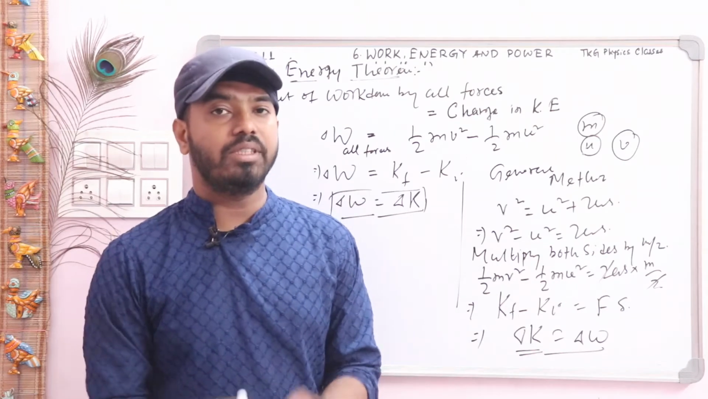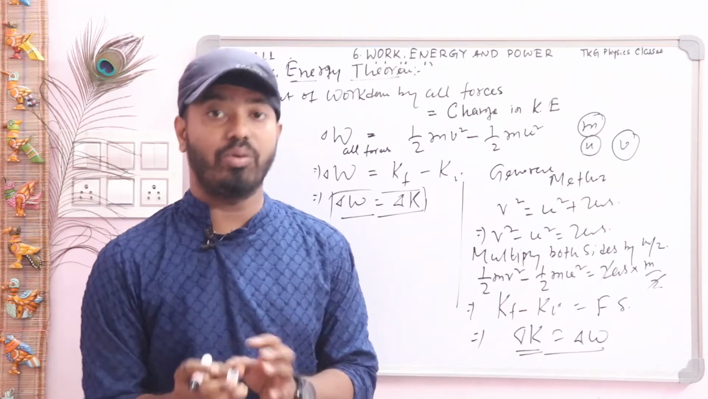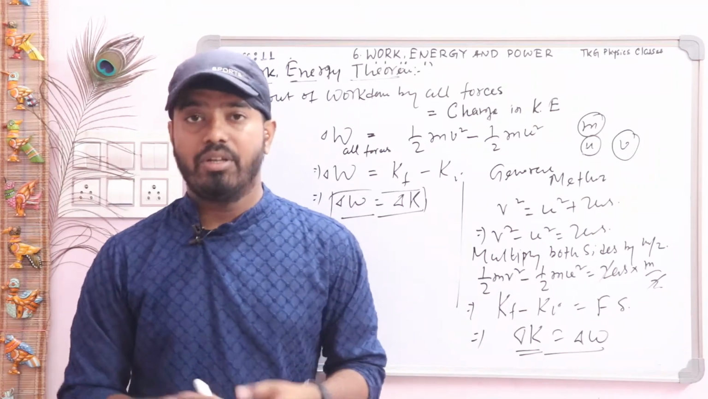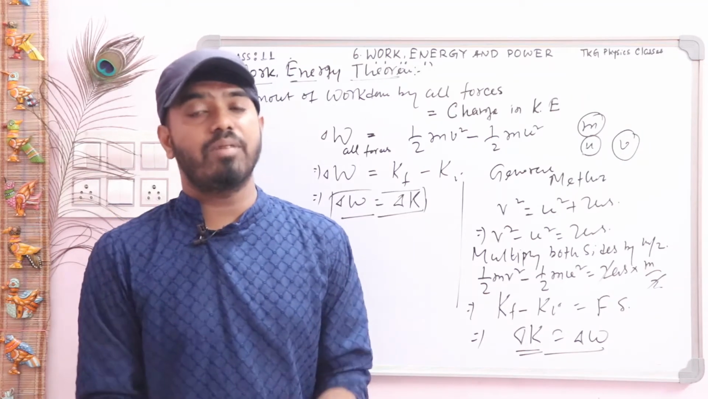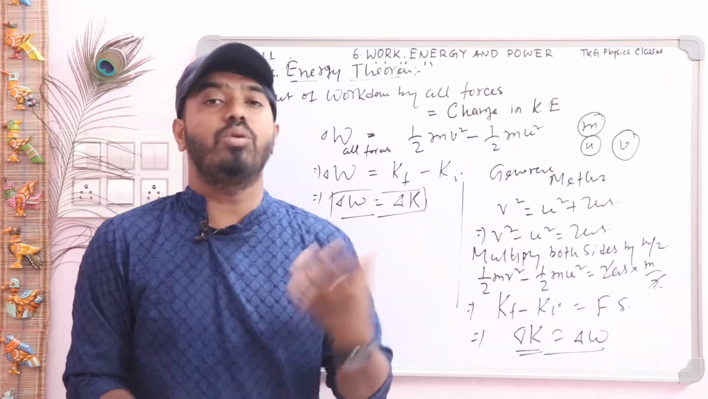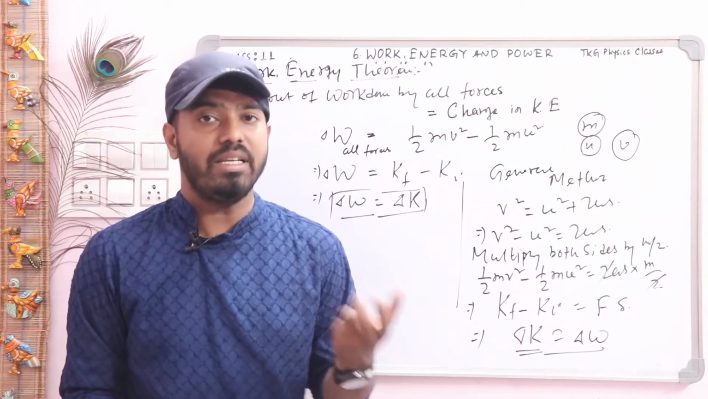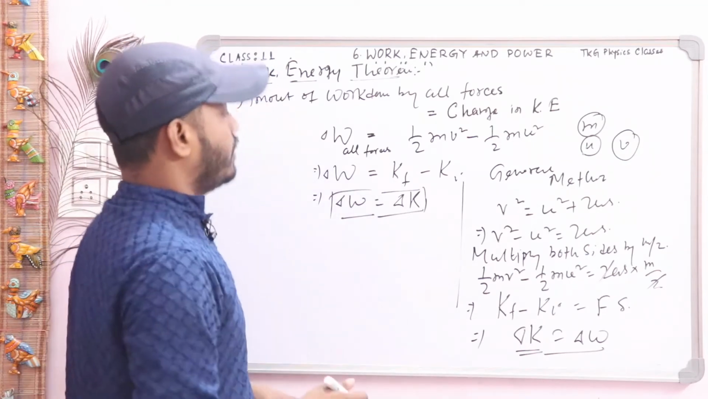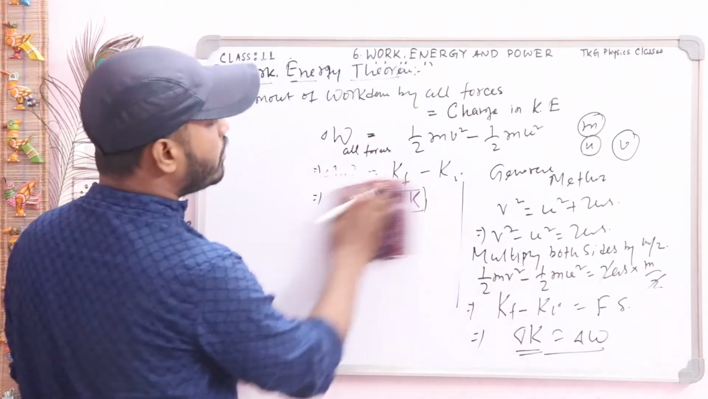Now we'll prove this formula with the help of calculus method when a variable force acts on a body. So for calculus method, at first you have to find out the small work done, dW, then you have to find out the total work done with the help of integration. Okay, solve it.